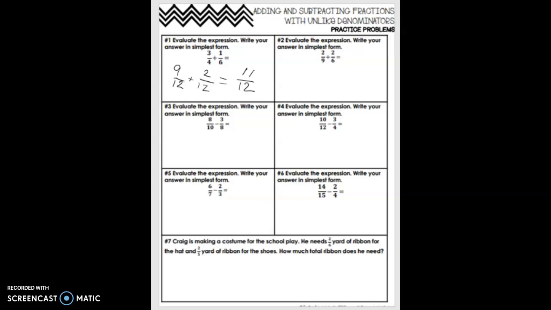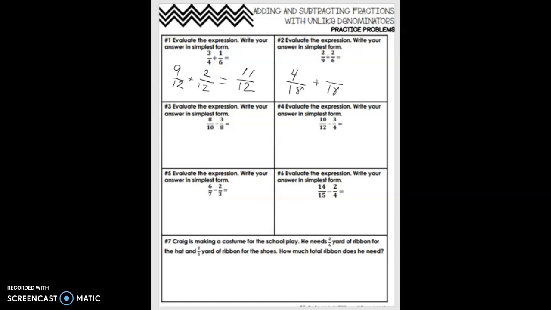Problem number 2. 2/9 plus 2/6. Again, I need to find the least common multiple of 9 and 6. This is 18, so I need to change both of my denominators to be an 18. 9 times 2 is 18. So I take the numerator times 2 also. 2 times 2 gives me the equivalent fraction of 4/18.